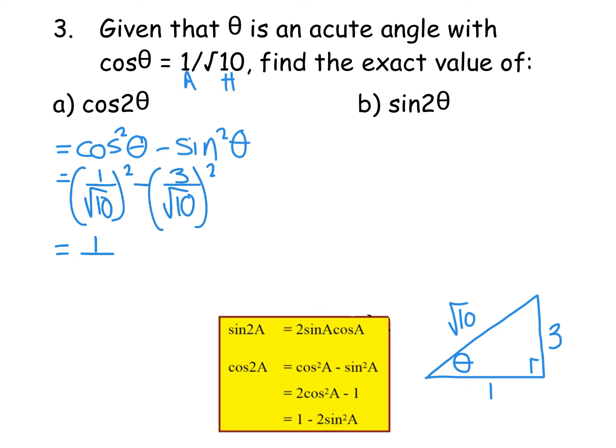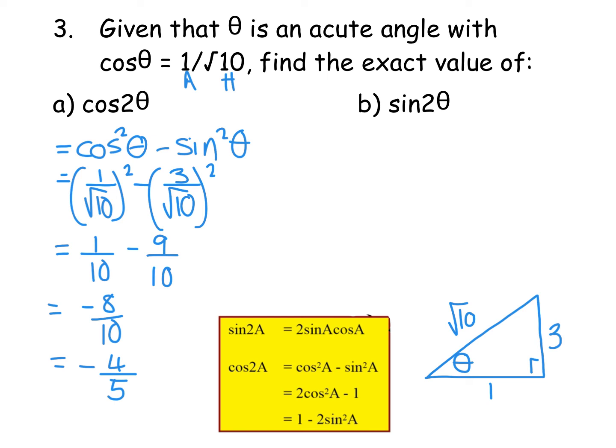So we end up with 1 over root 10 squared, which is just 10, and then we have 9 over root 10 squared, which is just 10 again. So we have 1 take away 9, which is minus 8 over 10, which is minus 4/5 when you simplify it. I'm going to show you using the second formula as well.